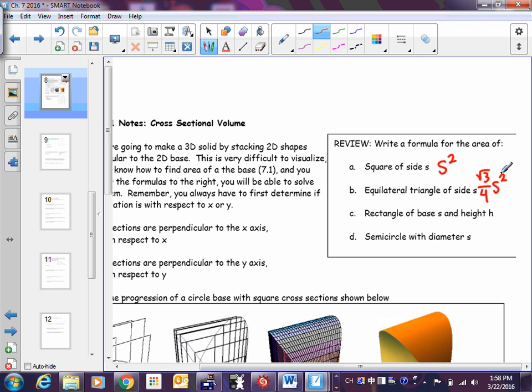I want you to notice how it's very similar to square. So it's kind of like if I can do a square problem, then an equilateral triangle problem, all I got to do is multiply by root 3 over 4. That's why we like that formula better.